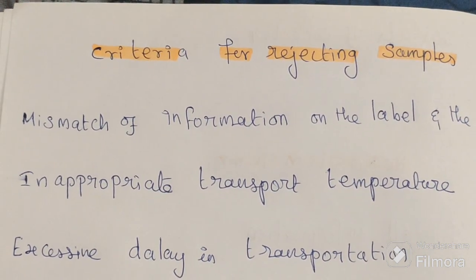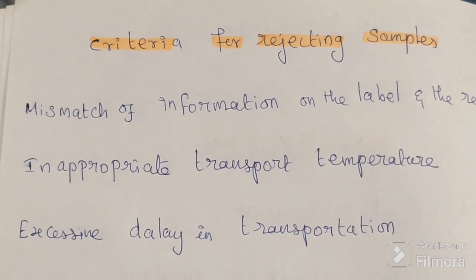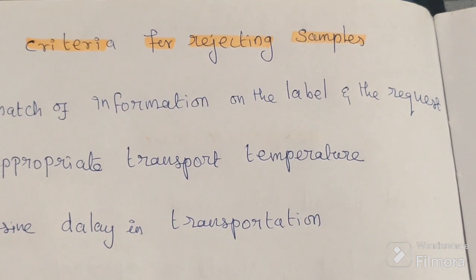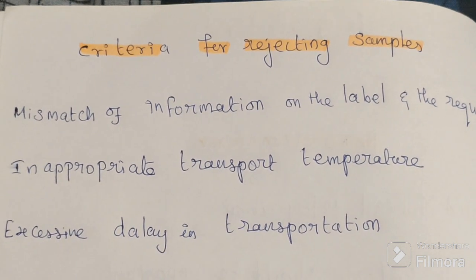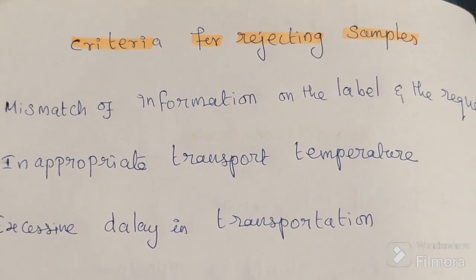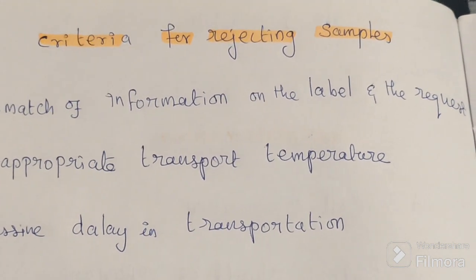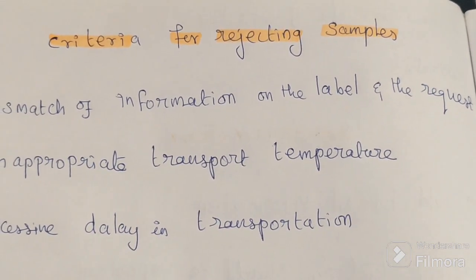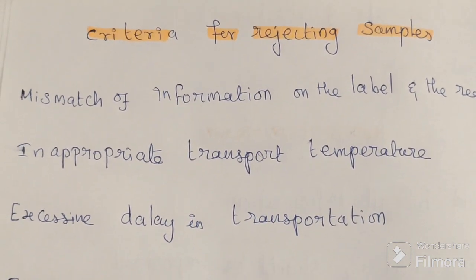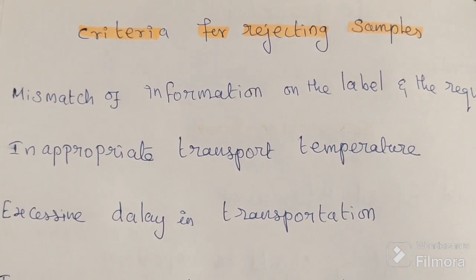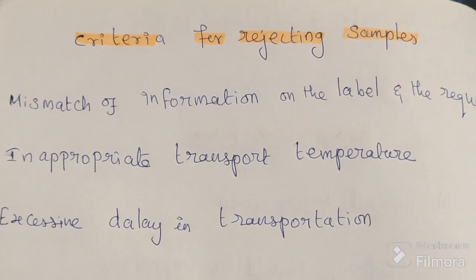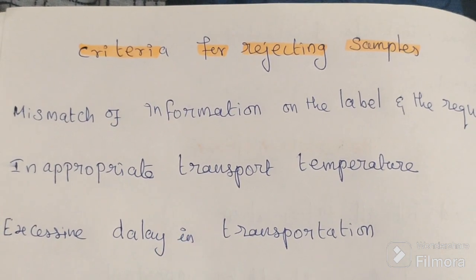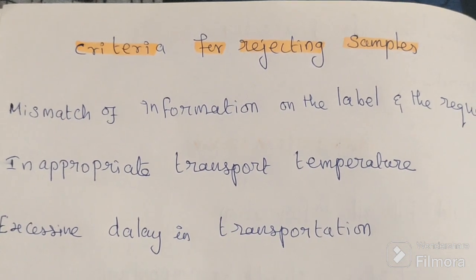Next, these are some criteria for rejecting samples. What are the criteria? Mismatch of information on the label and the request. This one is important. Sometimes the requisition form is for a different patient and the sample labeling is different. This sample we should reject. Then inappropriate transport temperature. For example, some samples require 4 degrees Celsius, some samples require room temperature, so the appropriate transport temperature is required.